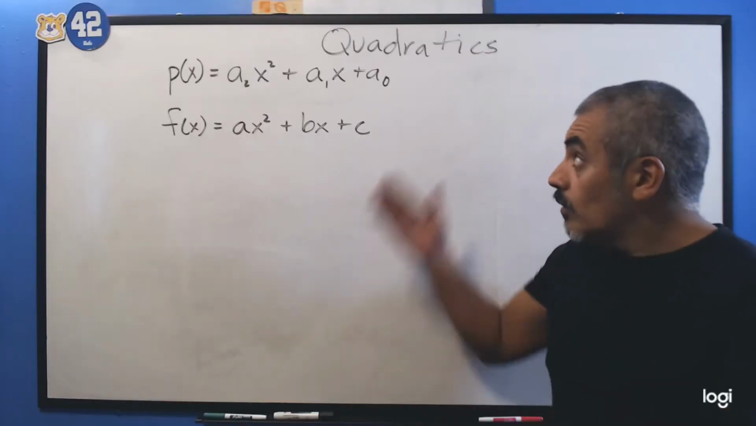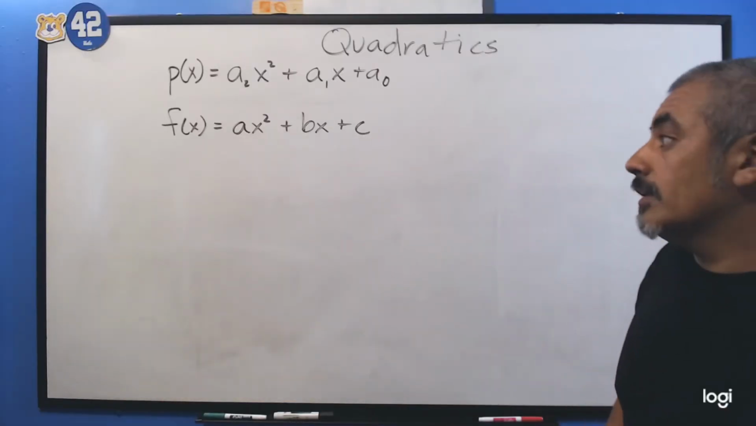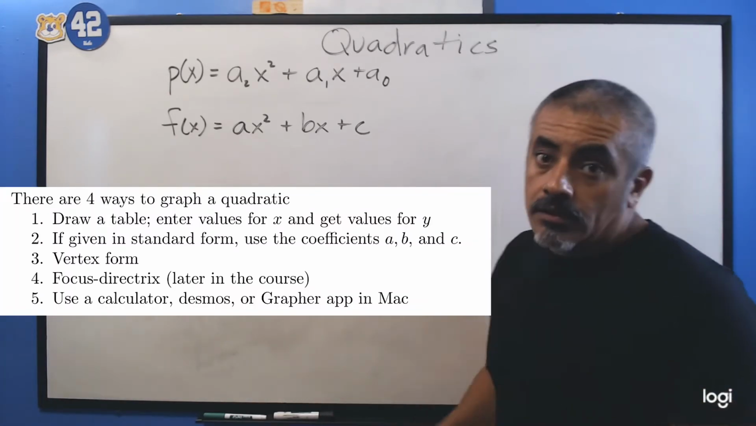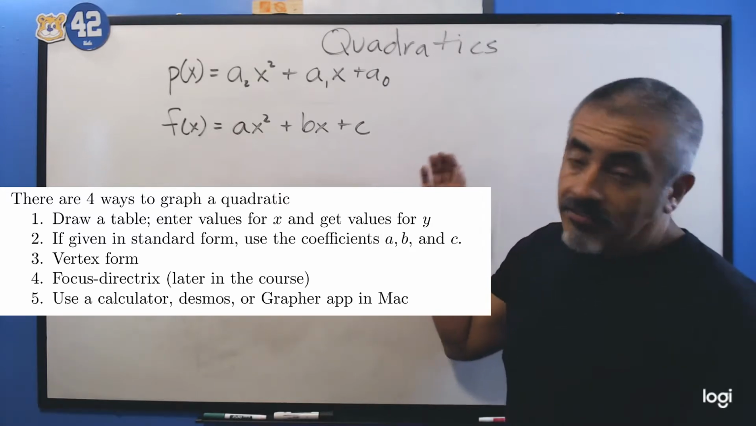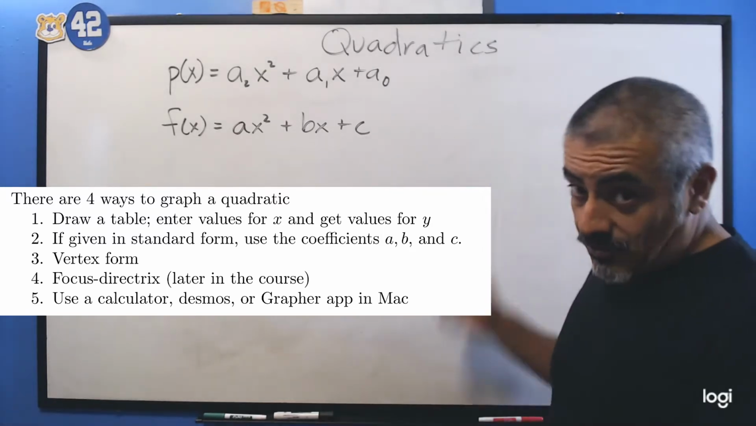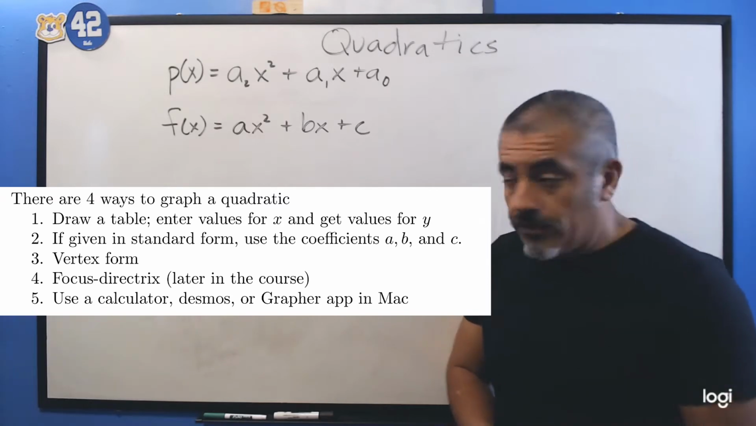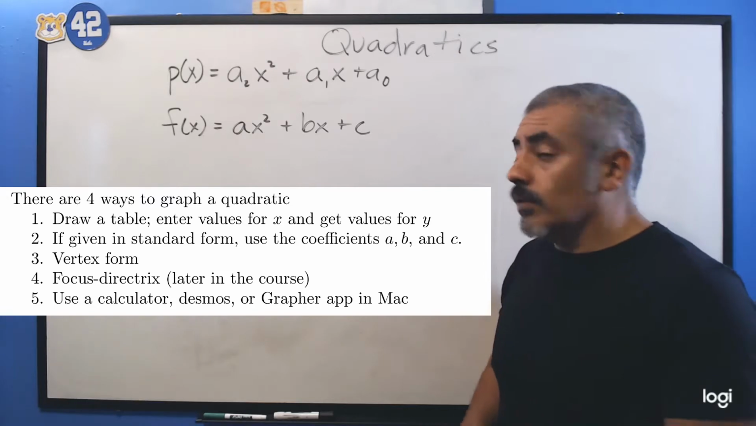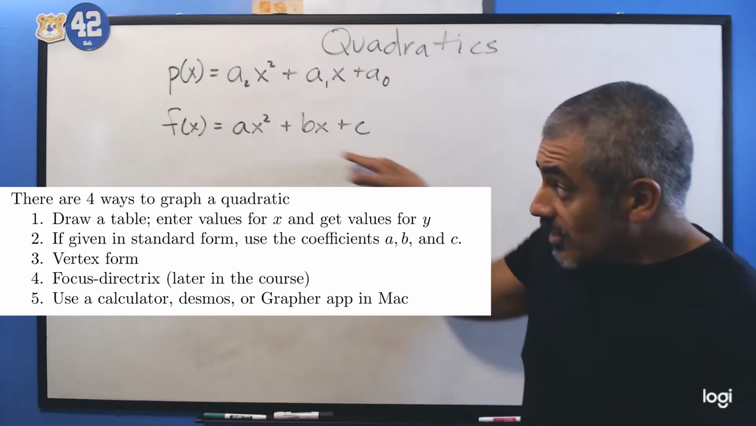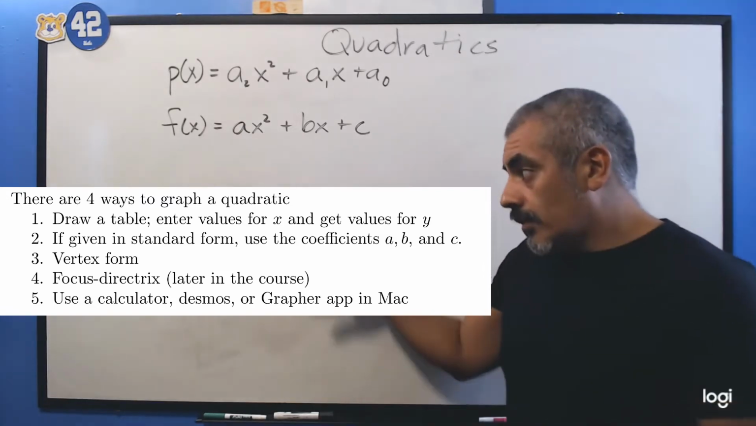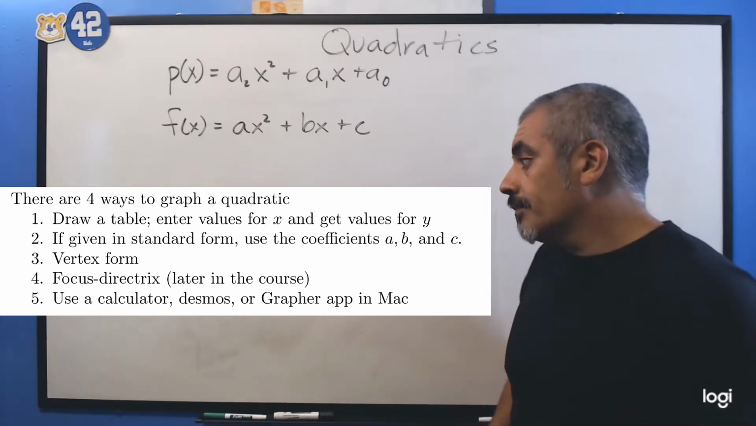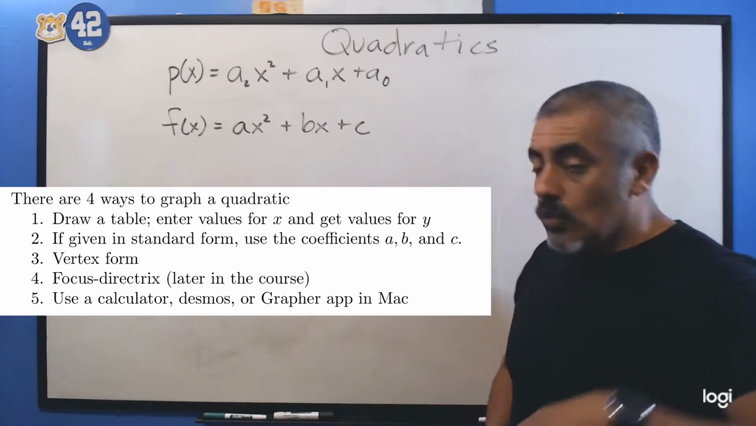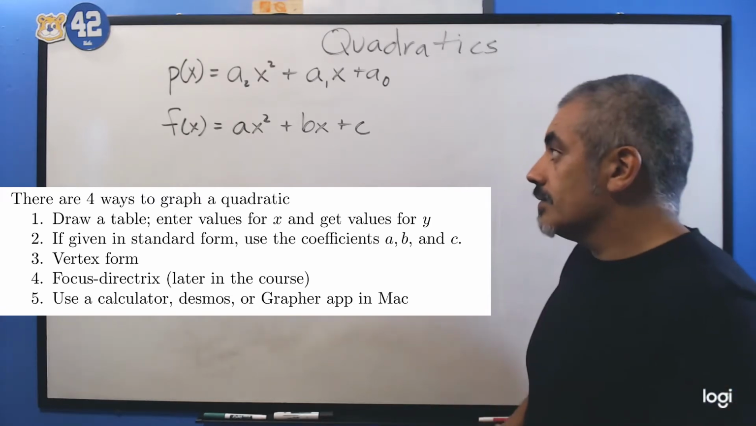As we said before, when you graph a quadratic, you're going to end up with a parabola. And there are 4 different ways to graph a parabola. Number 1 is by using a table. You can input values for x and get values for y and put it all in a nice graph, and you'll end up with a graph of a parabola. However, that is a little time consuming. The second way you can do it is by using certain characteristics from the general equation itself. The third way is by vertex form. And the fourth way is by using the focus directrix, which we'll go over much later in the course.